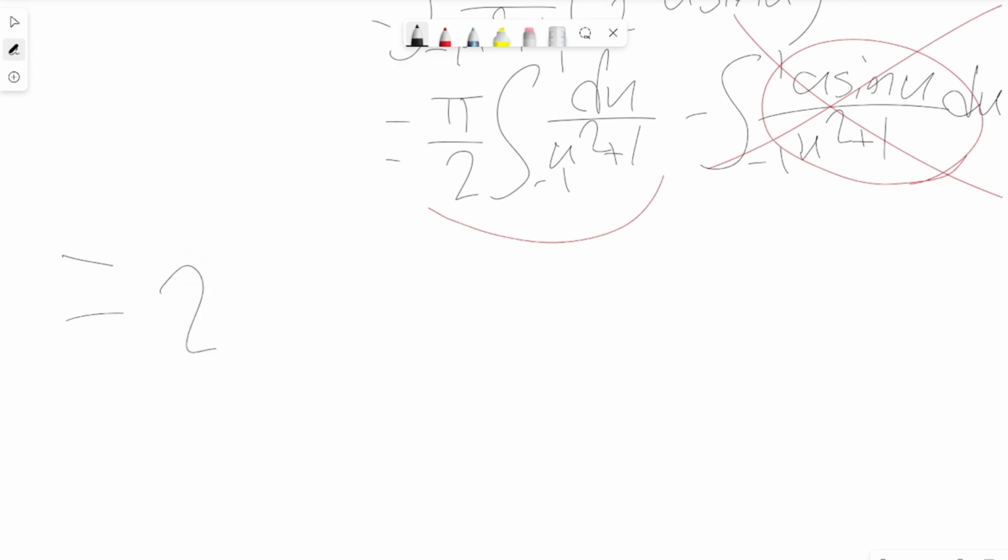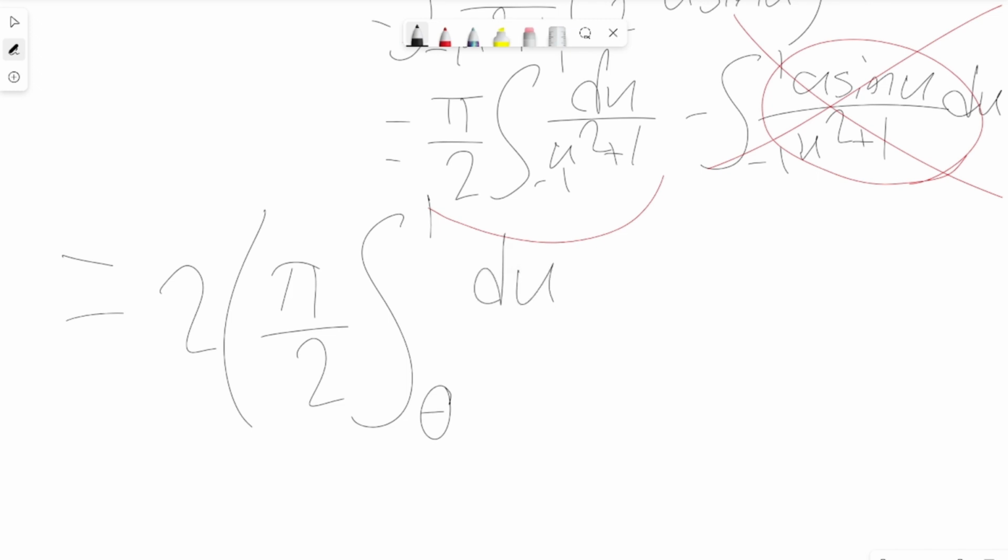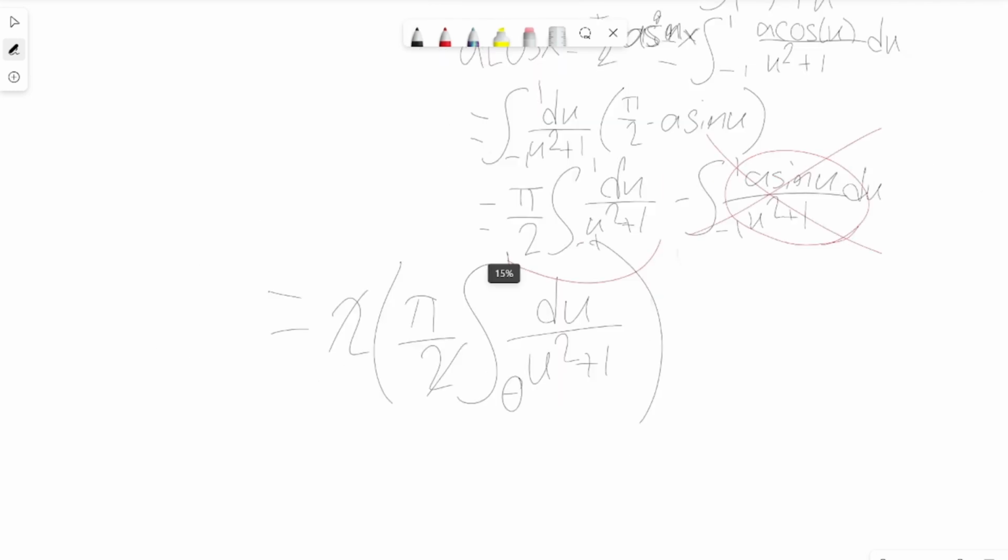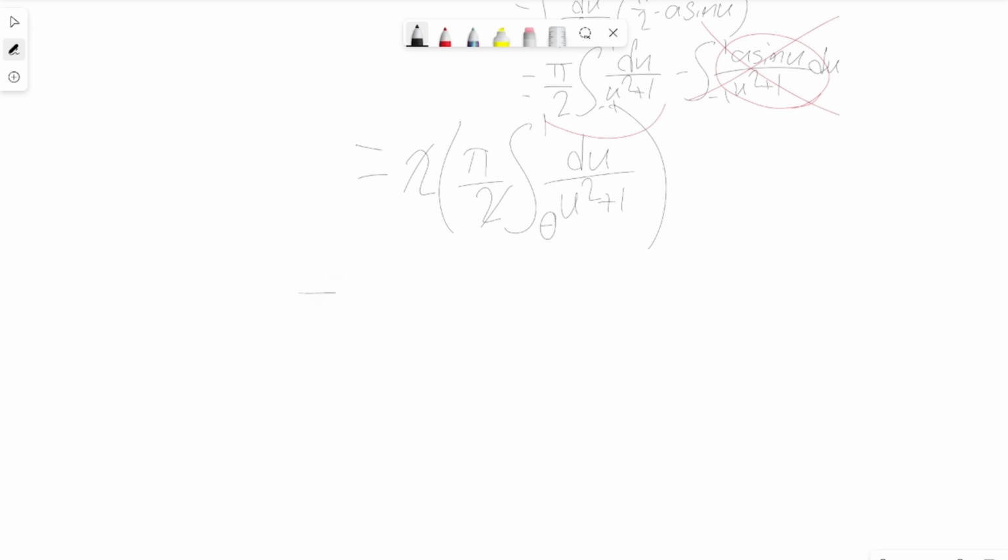And so then we would have 2 times pi over 2 times the integral from 0 to 1 du over u squared plus 1. And so the 2's cancel, and then you get pi over 2 times the integral from 0 to 1 of 1 over u squared plus 1. That is the inverse tangent, and then evaluate the inverse tangent at 1. Oh, no, sorry, this should not be pi over 2.